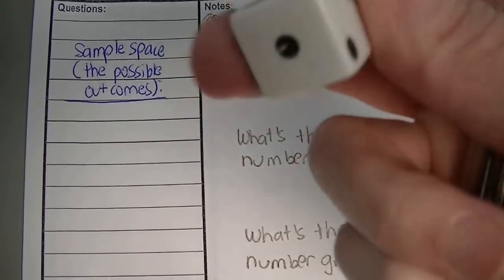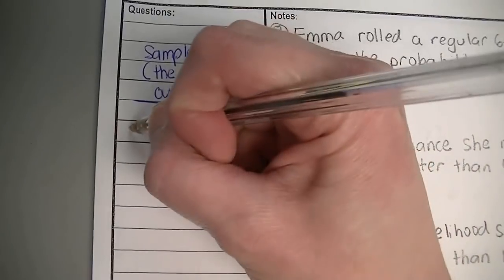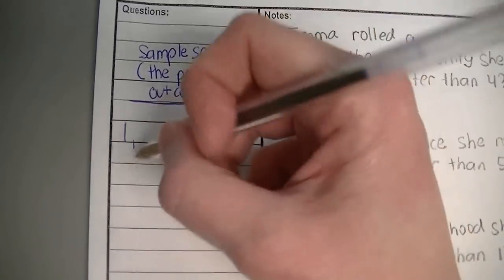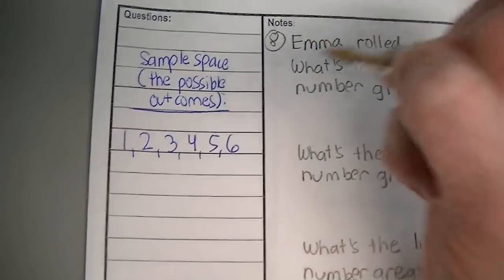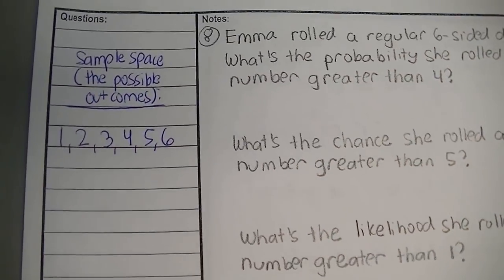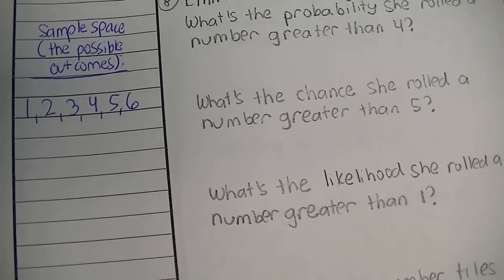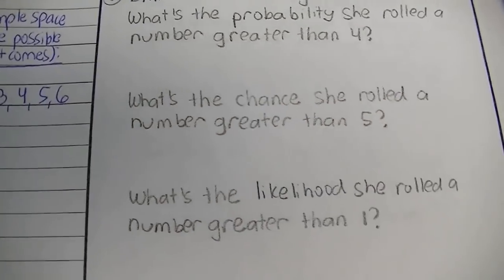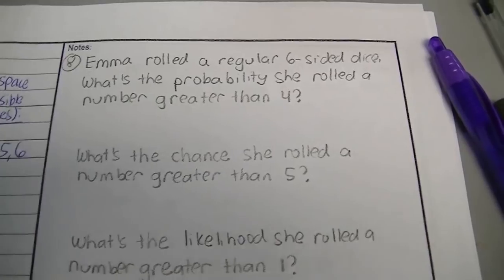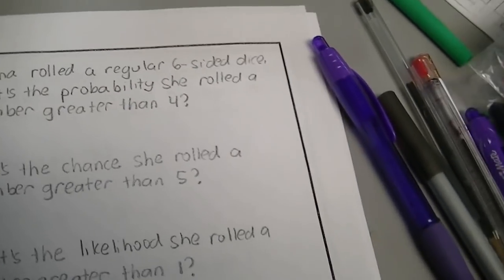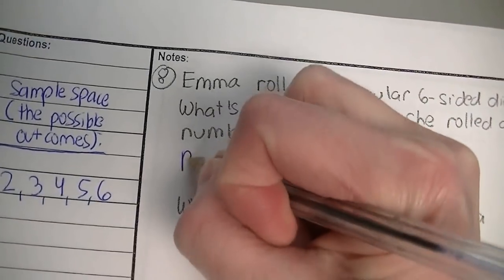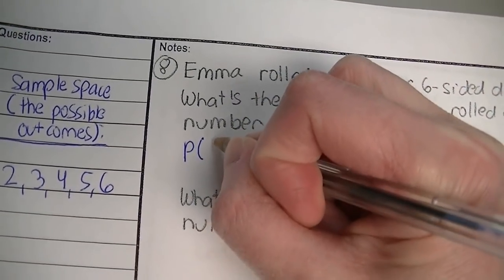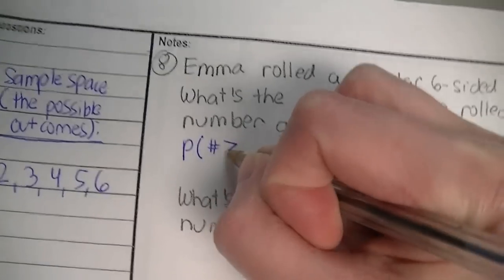I guess you'd say die for singular, but there are 6 possible sides on there: 1, 2, 3, 4, 5, and 6. So that's my sample space, also known as the possible outcomes of this probability experiment. It's wanting to know the probability she rolled a number greater than 4. So I'm going to illustrate this like this: probability of a number greater than 4.